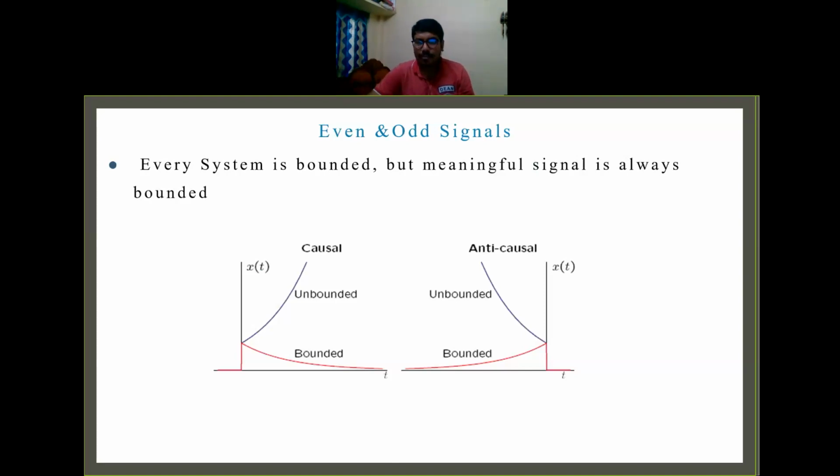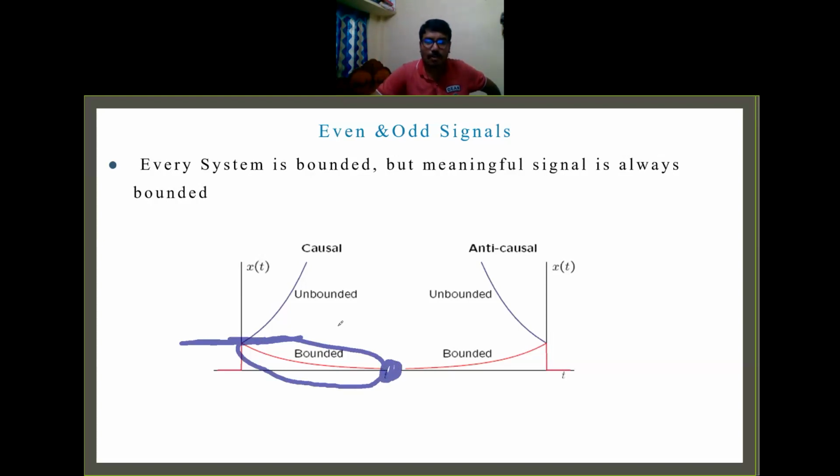See the picture which I have given here. Someone please take the screenshots. Look at the first picture, the red color graph. It started at some point and ended with some zero value. So this is called bounded. This is also bounded. This is also bounded.